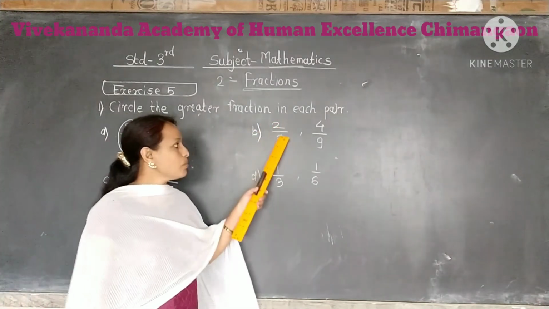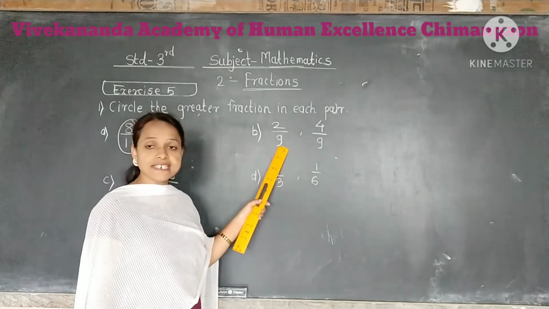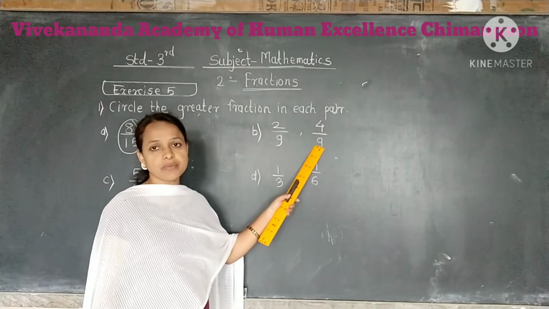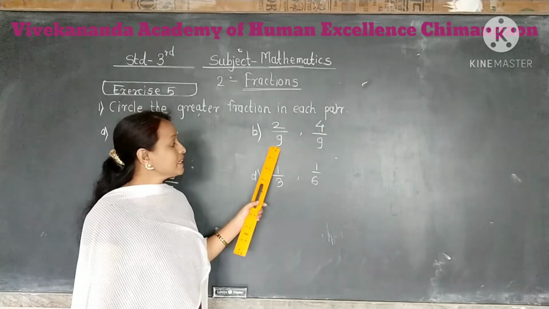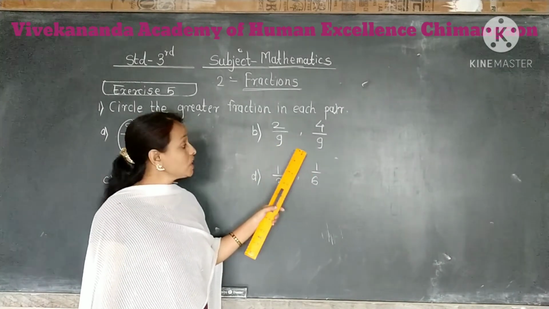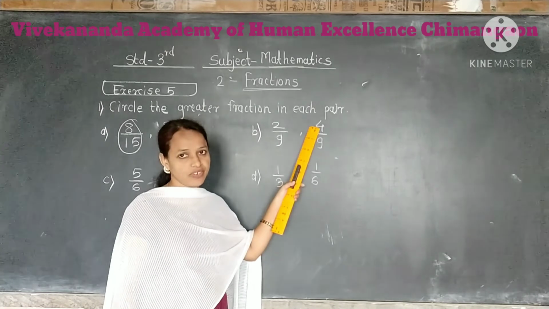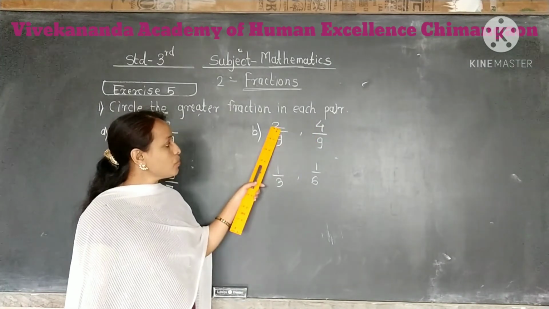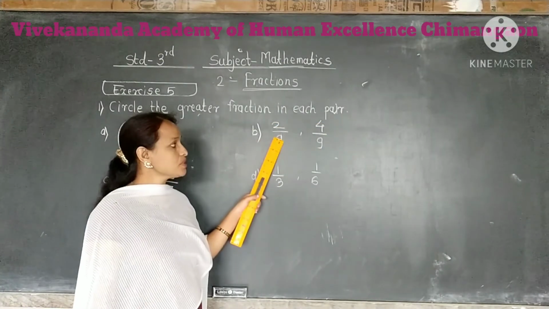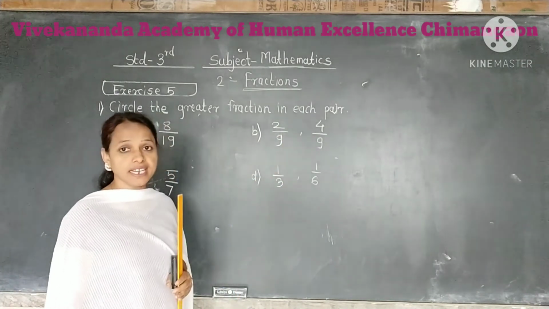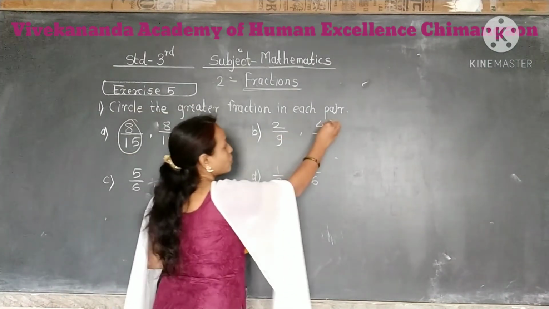Now the second pair, 2 upon 9 and 4 upon 9. In this pair, 2 upon 9, its denominator is 9, and 4 upon 9, its denominator is 9. Means both fractions have the same denominator. So when the denominators are the same, we have to compare the numerators. Whose numerator is greater, that fraction is greater. Here 2 upon 9 has numerator 2 and 4 upon 9 has numerator 4. 4 is greater than 2. So 4 upon 9 is the greater fraction, because the numerator 4 is greater. So we circle 4 upon 9.